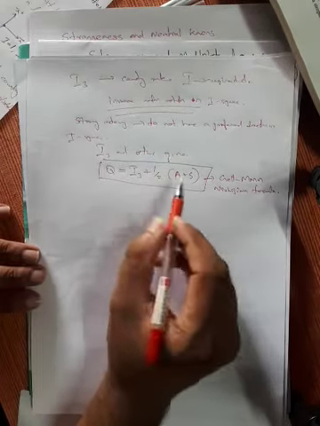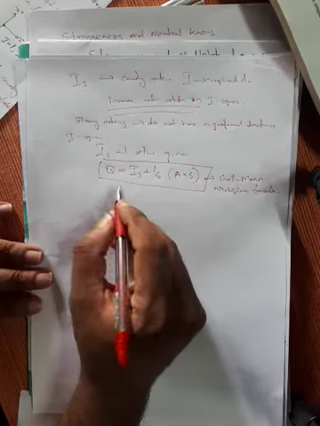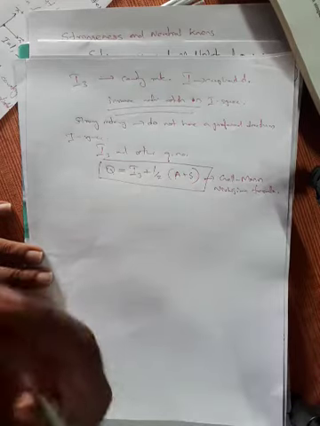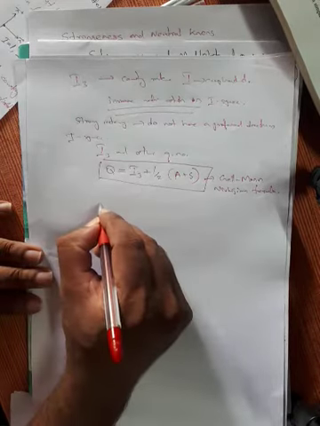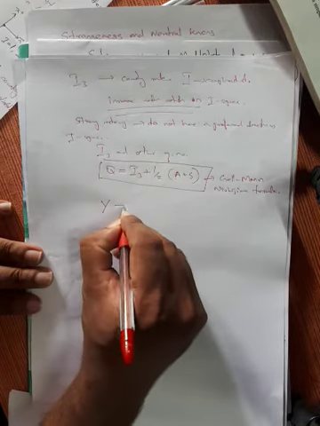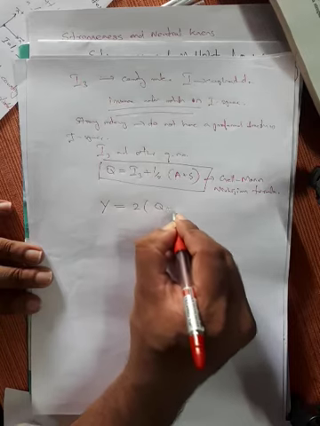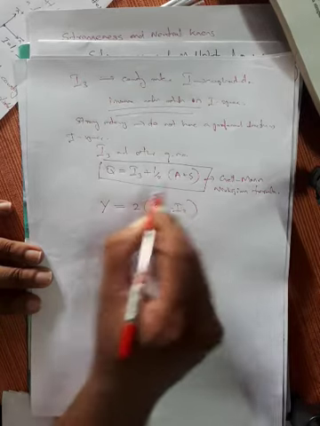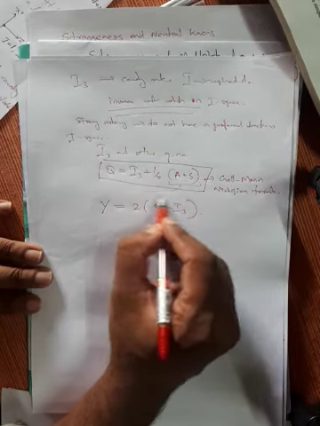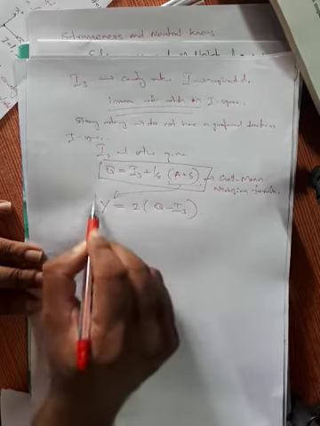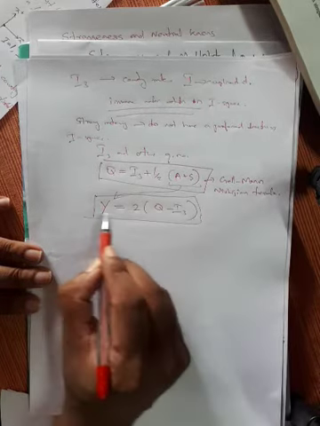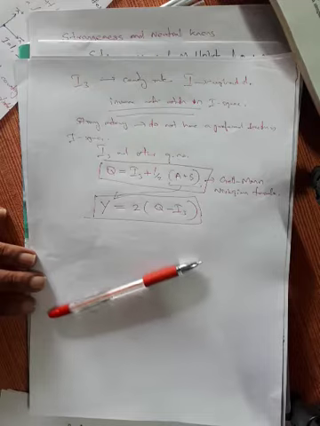This is eventually related to our hypercharge, because A plus S is nothing but the hypercharge Y. So if we want, we can write the hypercharge as Y is equal to 2 times (Q minus I3), because A plus S is nothing but your Y.